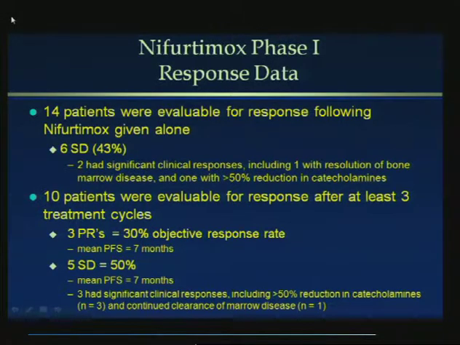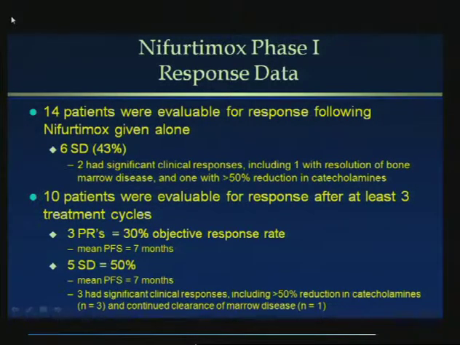All 14 patients were evaluable for response to Nifurtimox by itself. And although we saw no radiographic responses in that group by the usual criteria, we did see 6 patients who had stable disease. And as we heard so eloquently earlier today, stable disease can really be quite important. 2 of those 6 did have responses that weren't radiographic responses, but that were encouraging, again, for drug activity. One child who cleared bone marrow disease, and one who had a significant reduction in secreted catecholamines.